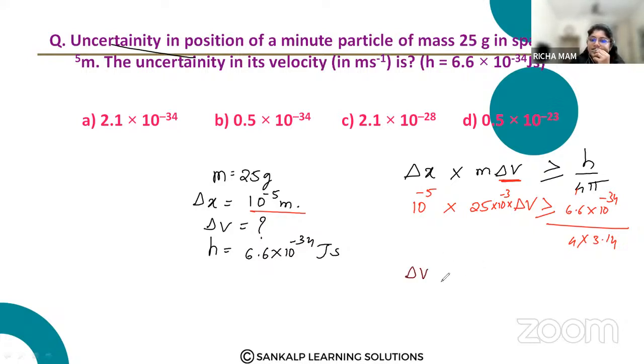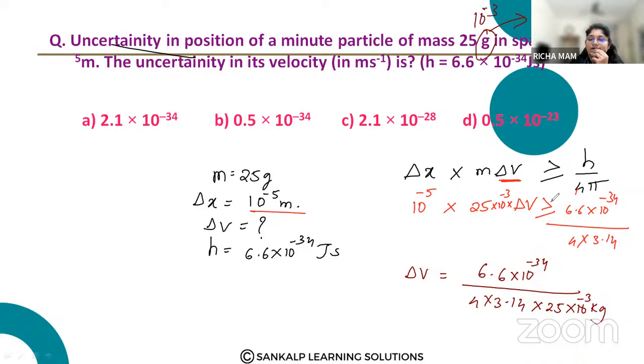Let us take delta v here and put the remaining values on this side. So it will be 6.6 into 10 raised to minus 34, divided by 4 into 3.14 into 25 into 10 raised to minus 3 kg. So we have converted the mass from gram to kg, because of that we have 10 raised to minus 3, into 10 raised to minus 5 meter. Do this and see what answer you are getting.